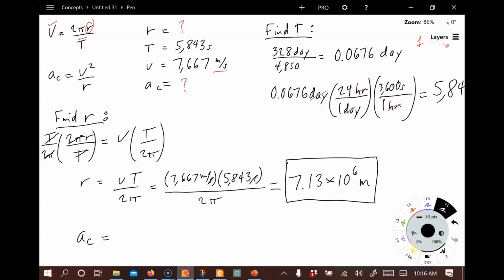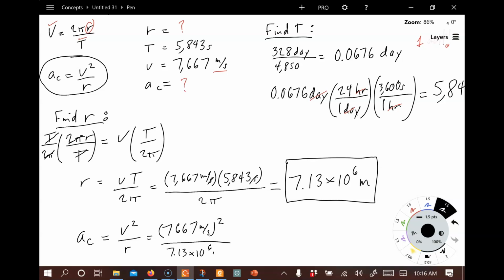Let's calculate the centripetal acceleration. We're going to use the other equation here, and that's the speed squared divided by the radius, now that we know the radius. So v in this case, 7,667 meters per second, squared, divided by the radius, 7.13 times 10 to the 6th meters. We end up with meters per second squared, and that answer comes out to about 8.24 meters per second squared.